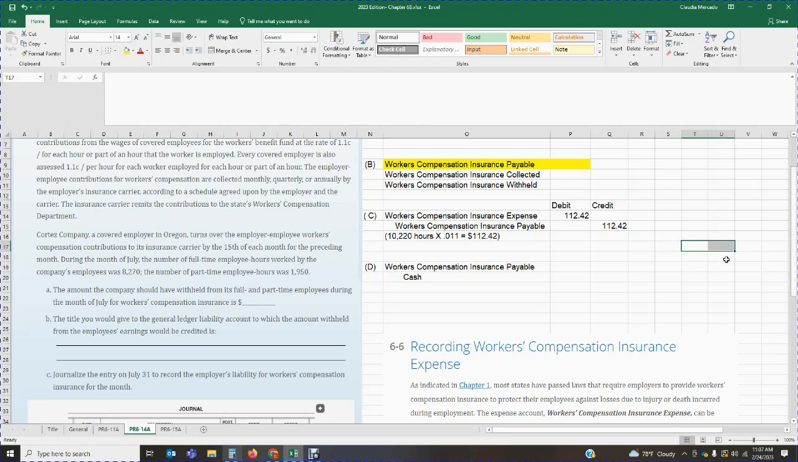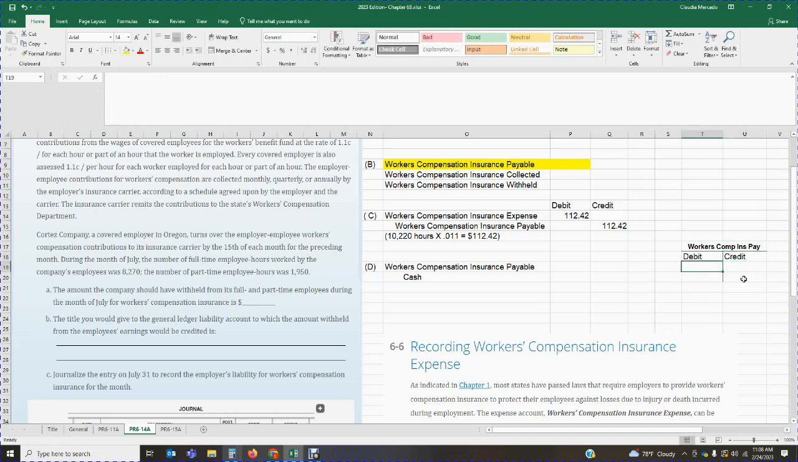Let me do a little T account here on the side, just so you can see. I can illustrate what it is that we did. So this is my workers' compensation insurance payable, and I'm just going to abbreviate. Let me merge this. We've got my debit column and we've got my credit column.